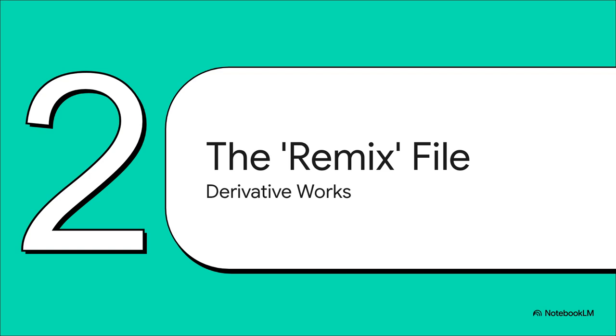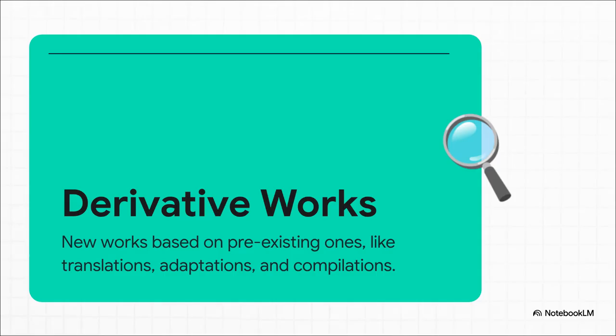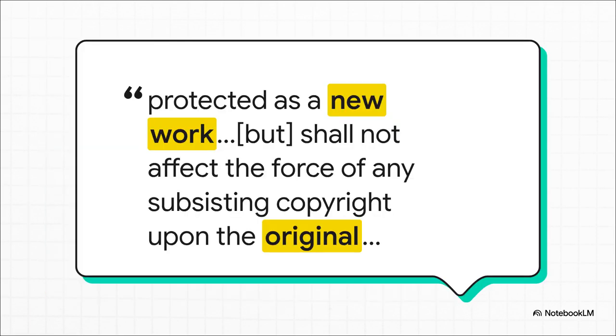This is all about what happens when you create something new that's based on something that already exists. Now, the official legal term for this is a derivative work, but honestly, the easiest way to think about it is just as a remix. It could be a movie based on a book, a translation of a textbook, or even a compilation of articles for a case study. You're taking something original and transforming it. And the law is super clear on this. It says your new remix gets its very own brand new copyright protection. But, and this is a huge but, it does not give you any rights over the original work. The original copyright stays completely intact.